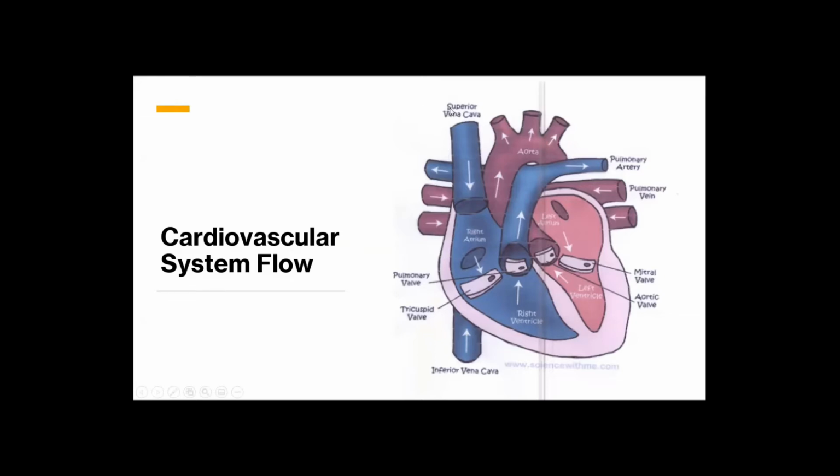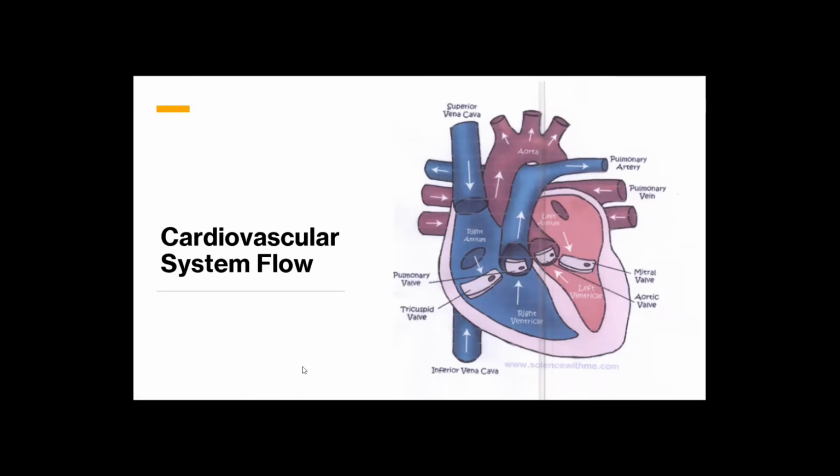So deoxygenated blood is going to come in through the superior vena cava. It's going to go through the right atrium and up through the right ventricle and out the pulmonary artery. And then once it's oxygenated, it's going to come back in the pulmonary vein, through the left atrium, up through the left ventricle, and out the aorta.